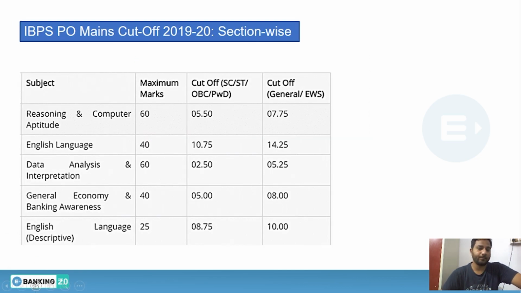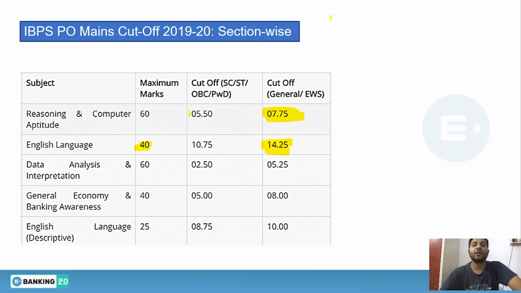Look at this. The individual cutoff for reasoning out of 60 marks was 7.75. It's way below the maximum marks. That means the level of the examination has been up to the mark, that's for sure. And in English, the standard of English has been raised. Look at these days, students are reading English.